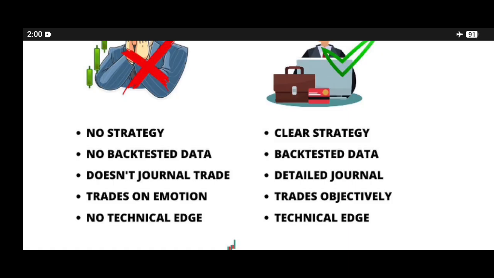Rather, you should align yourself with a trader that has a clear strategy, backtested data, and a detailed journal. You should align yourself with a trader that trades objectively, not sentimentally, and has a technical edge. Among these two traders, it's up to you to choose the one you want to follow, but I would advise you to follow the second trader. Have this mindset. Don't follow the first trader. Are you getting my point right now?